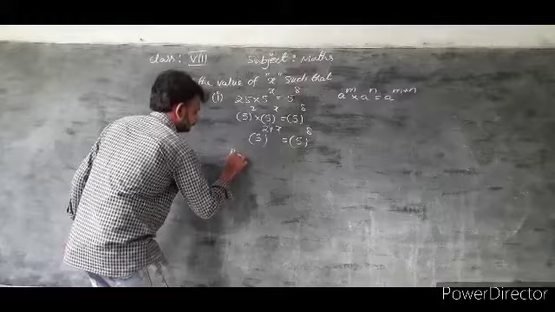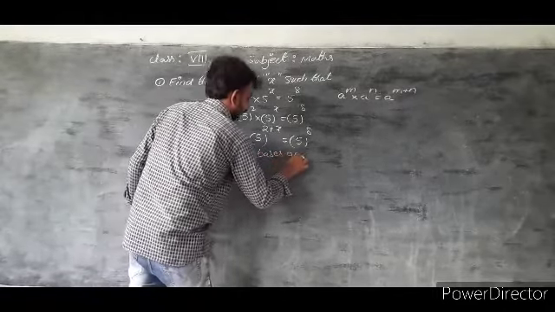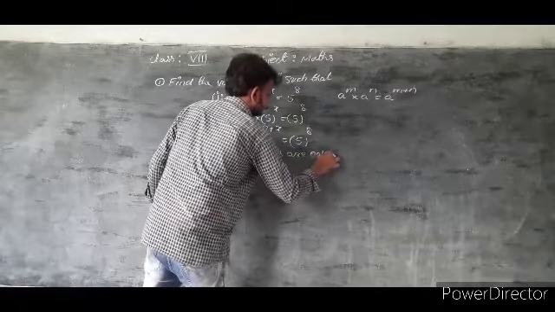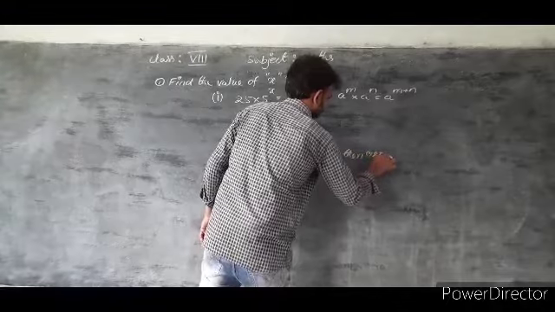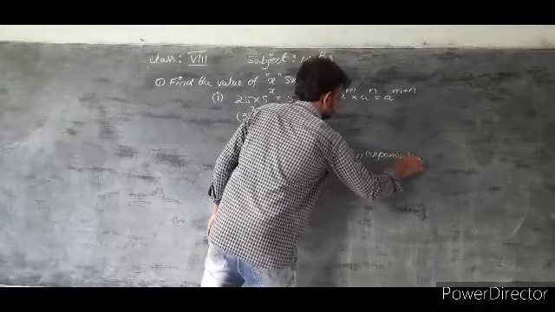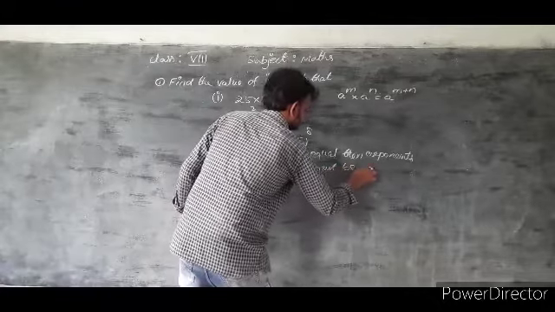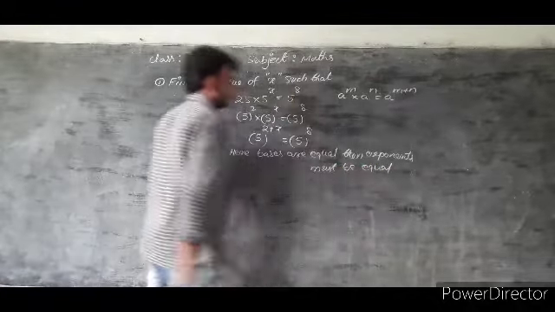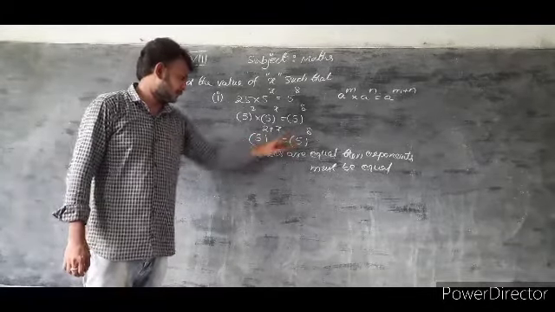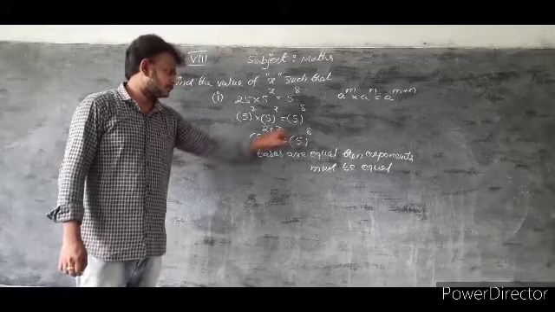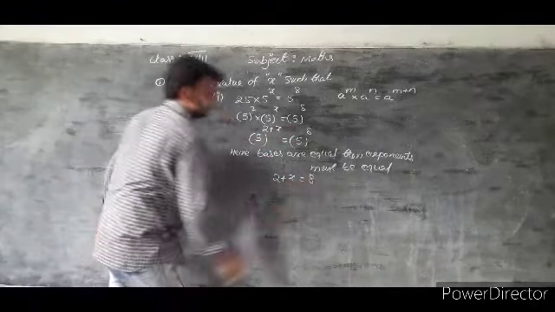So here bases are equal, then exponents must be equal. So 5 power 2 plus x equal to 5 power 8. Bases are equal, then exponents must be equal. So 2 plus x equal to 8.